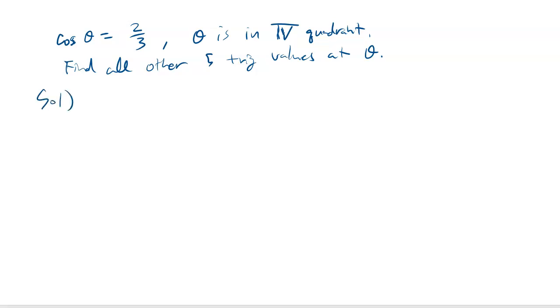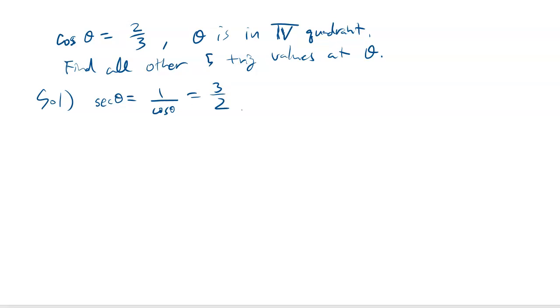Solution. Well, let's do the easiest one first. The easiest one is secant theta is the reciprocal of cosine theta, right? So you can just take the reciprocal of this, would be 3 over 2. Done. Very easy. The challenge is the remaining 4. Those are the hard ones.